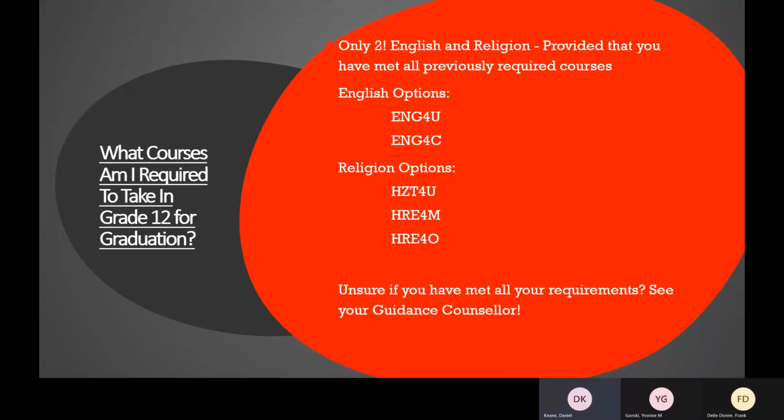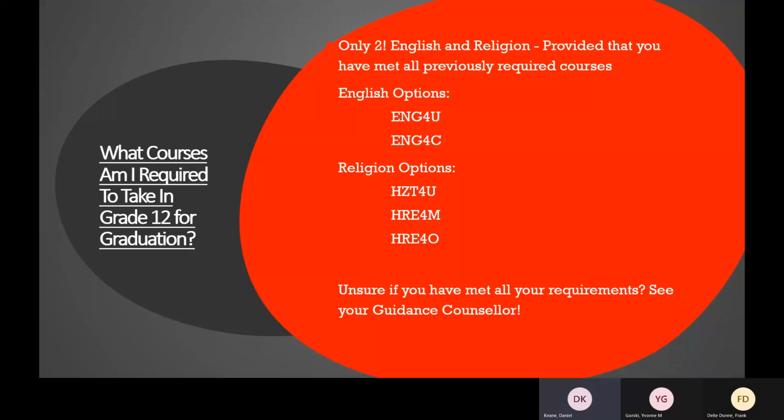Let's look at English. There are 2 options for English, ENG4U and ENG4C. ENG4U, this is university level English. Please pay attention to this, and it will probably be repeated a couple of times in this presentation. If there is any chance that you may be applying to go to university next year, you must have ENG4U in your schedule. Every university program has as a prerequisite grade 12 university English.